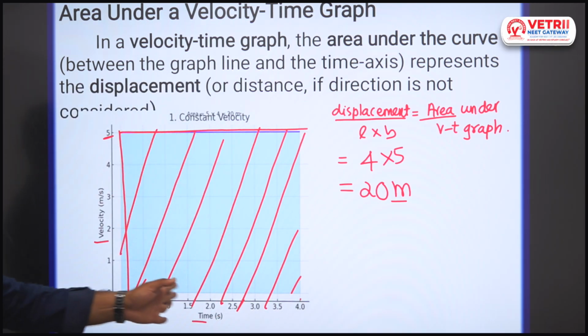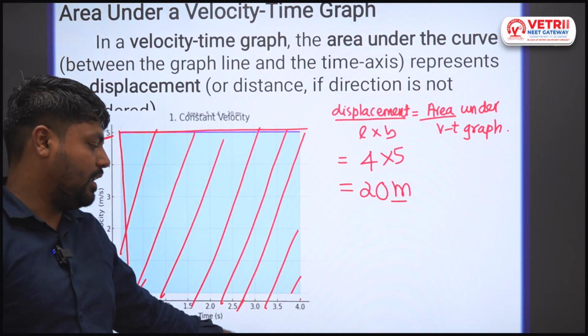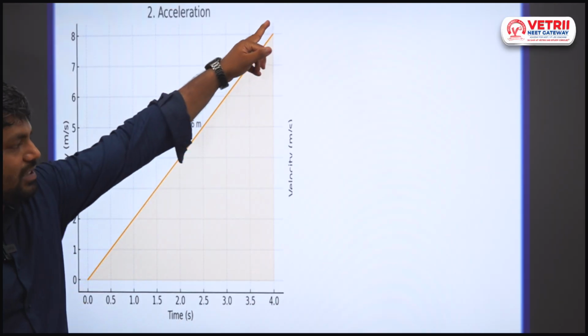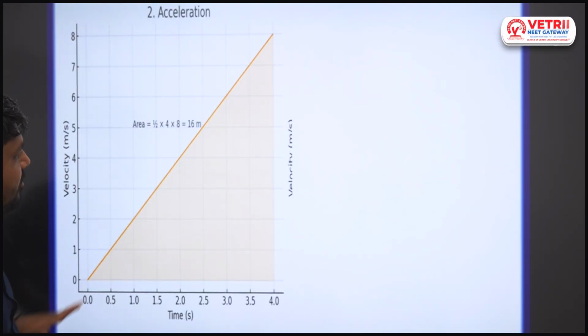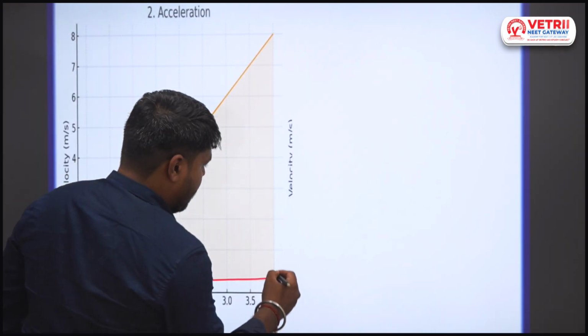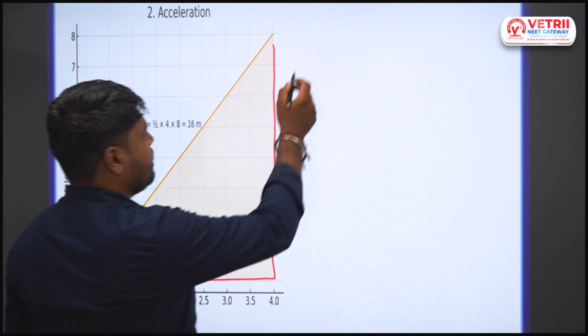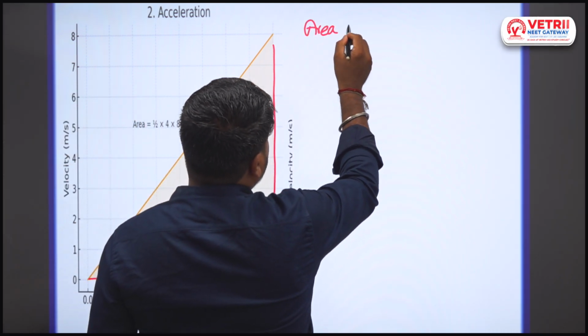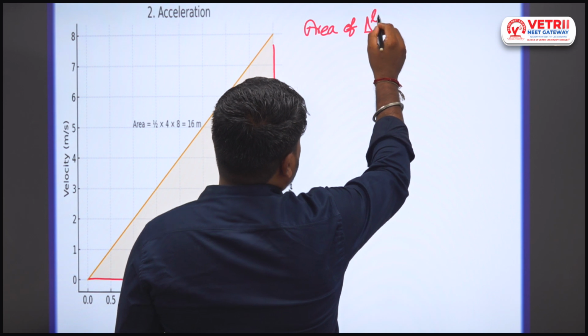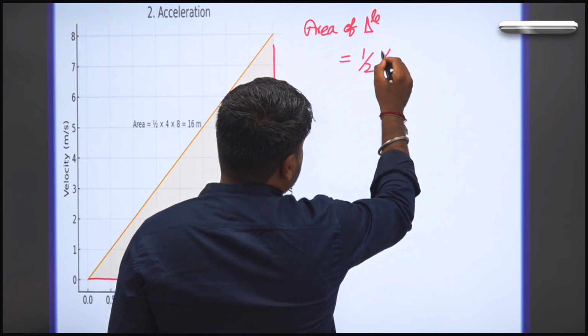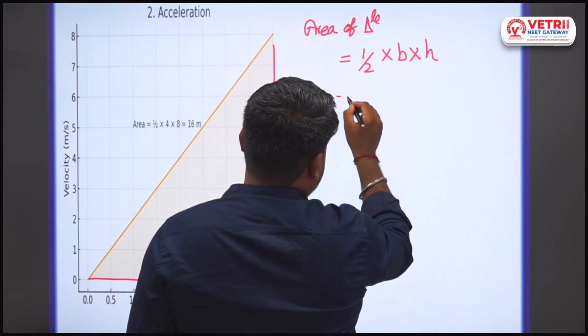This is the way you can find the area. If in a VT graph you get a diagram like this, this gives you the acceleration, right? What is the area of this? This is the area of a triangle, right? What is the area of a triangle formula? Area of a triangle is equal to half into base into height.